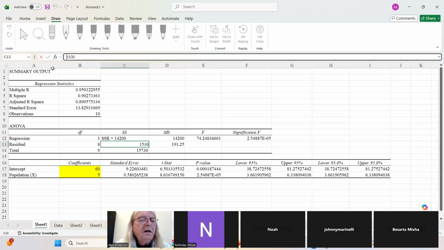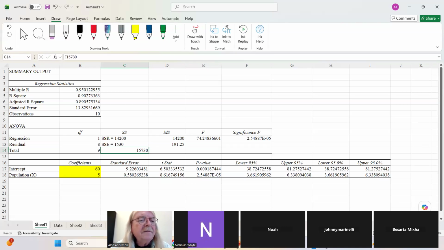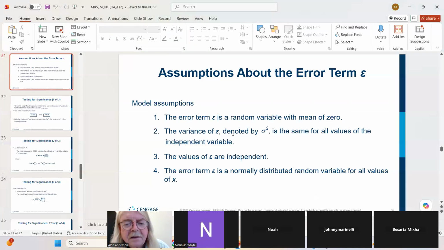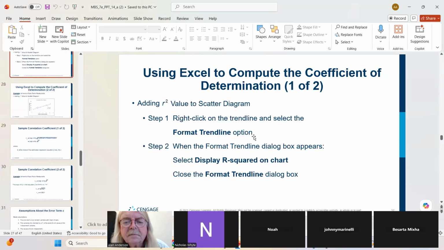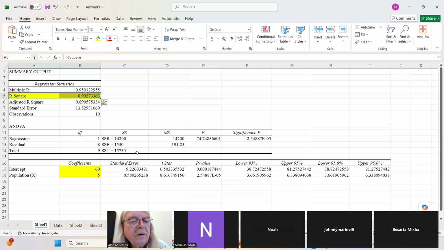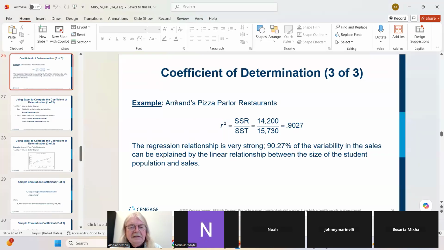SSE, and this is SST. And you notice it's what they're telling us in the slides. 14,200, 15,730. And they also have it right here, the results of the ratio of 14,200 to 15,730 is this number right here. Okay. So they've done that part for you. That's kind of helpful. Wow.